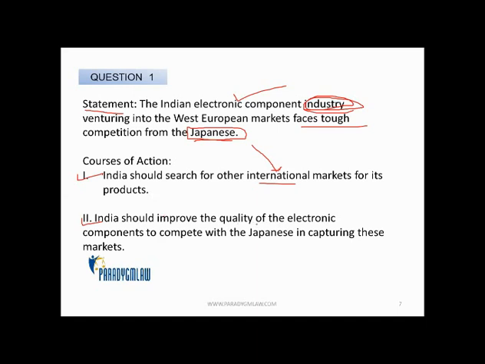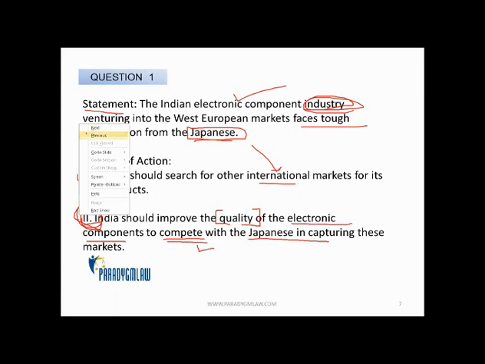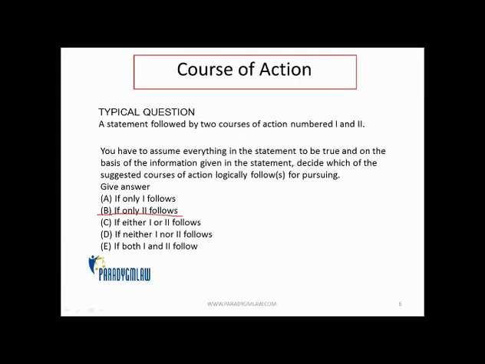India should improve the quality of the electronic components to compete with the Japanese in capturing these markets. Now, this is a feasible solution. Why? Because if you provide a good quality product at a reasonable pricing, right, of the electronic components, whatever the market rates are, now this will help you compete with the established leaders in the market. So option 2 is our answer. In this, we have looked at B if only 2 follows. And that is your answer. Only 2 follows.